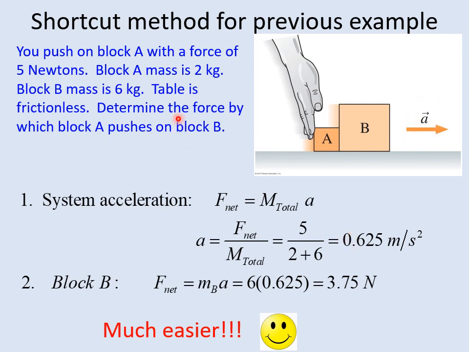So the question is, determine the force by which block A pushes on block B. Well, if we think now about block B all by itself, Newton's second law has to hold true for block B. So the net force on block B is equal to block B's mass times its acceleration. Block B has a mass of 6, and we know that block B accelerates at 0.625, because that's the system's acceleration. So 6 times 0.625 is 3.75, and that's the same answer shown on the previous slide, which took something like 15 steps to get to. So obviously, this is a much more efficient method for solving these types of problems.